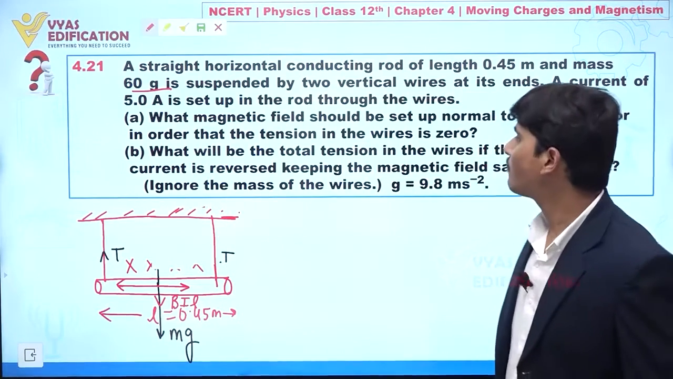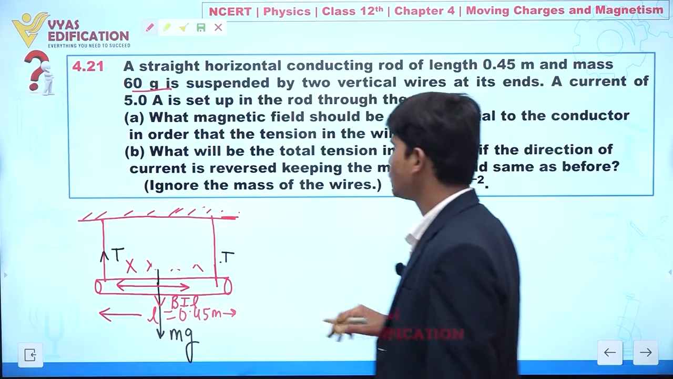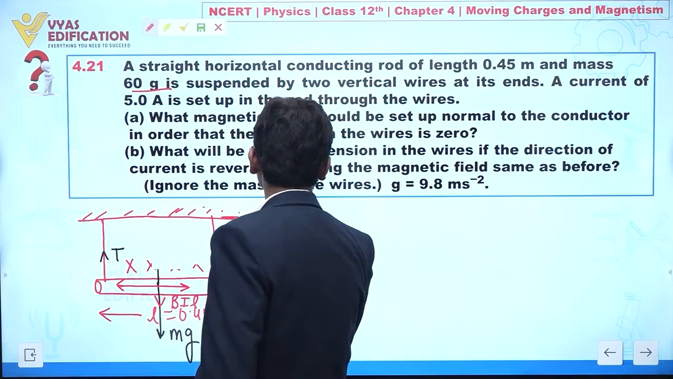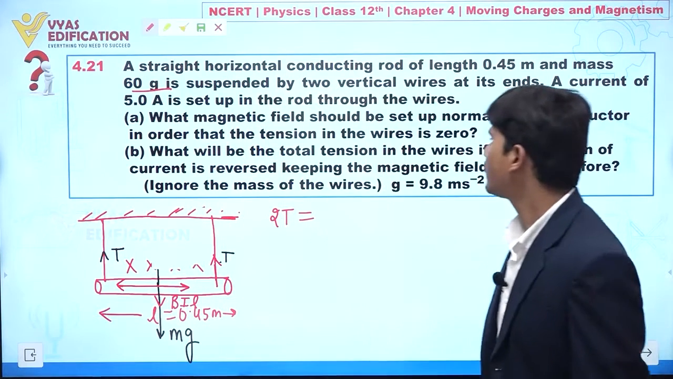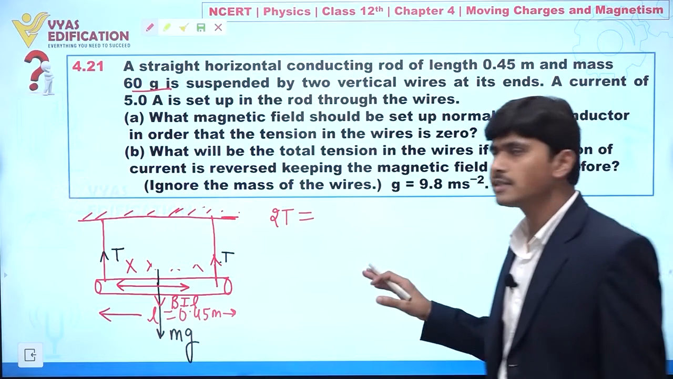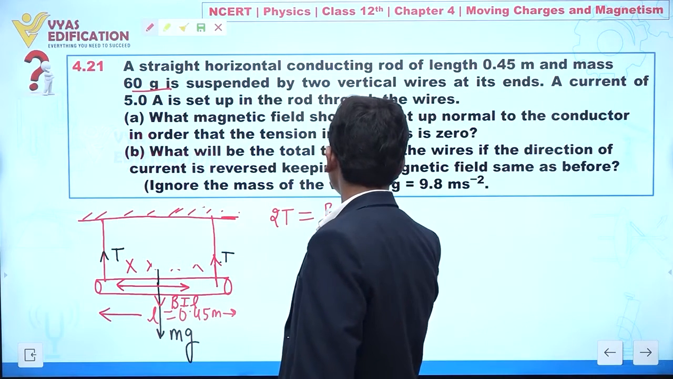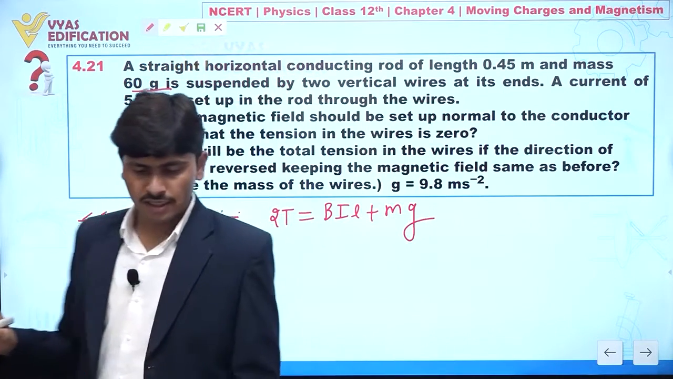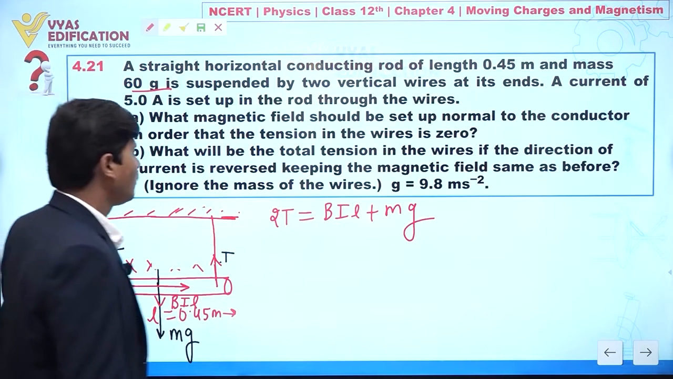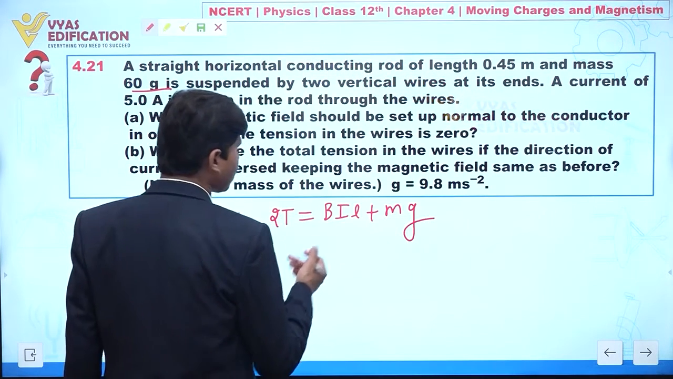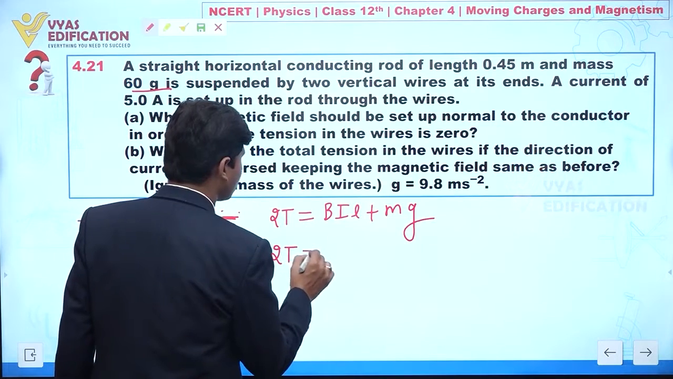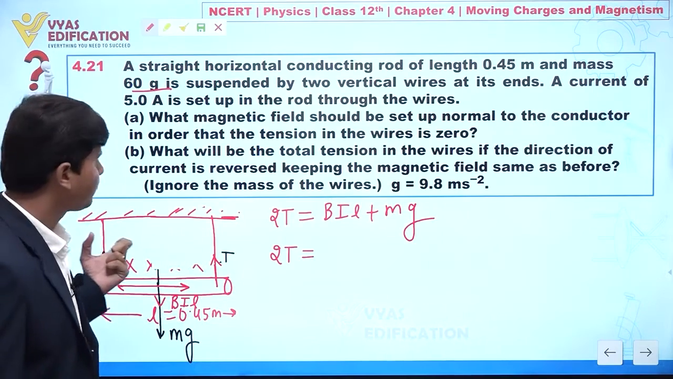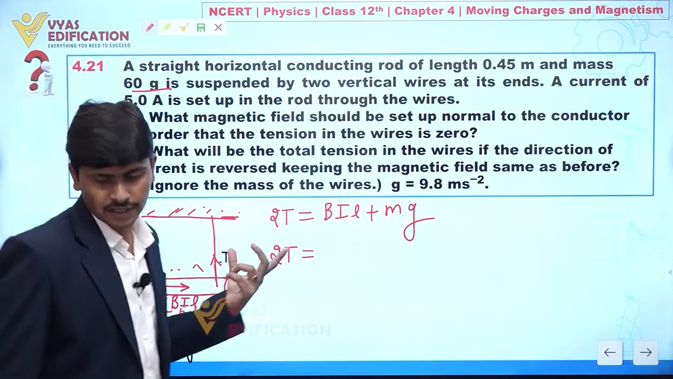Now our objective in this question is to calculate the total tension. So we can write the value of tension as 2T. We have to calculate the total tension in the wire. So 2T is given by BIL plus mg. Can we calculate the value of this? Yes, 2T is given by BIL and mg. Now can we calculate it? Yes, definitely we can calculate.